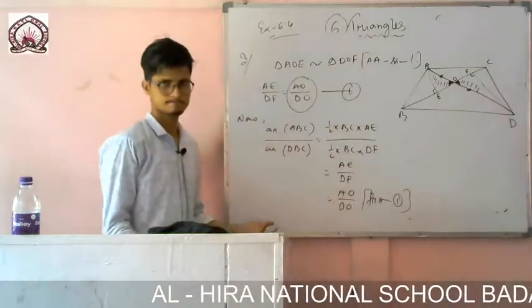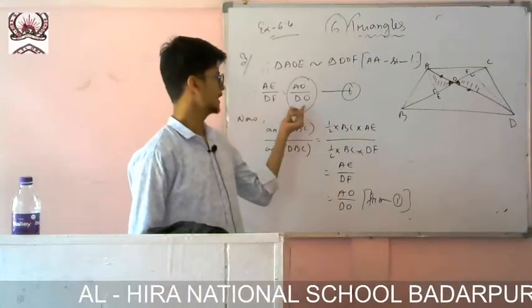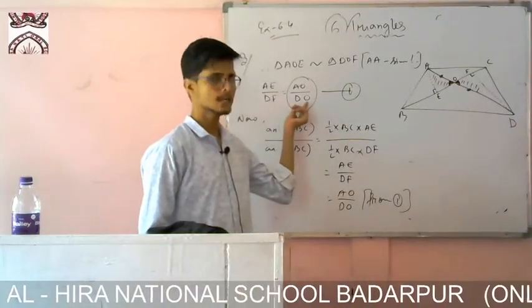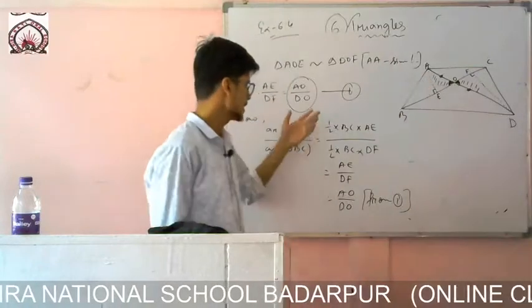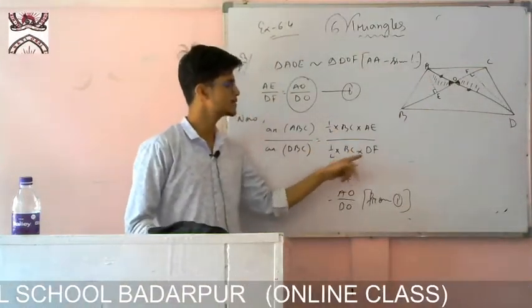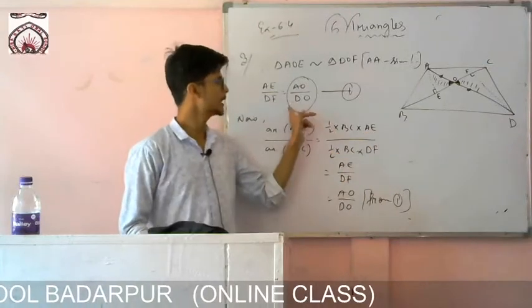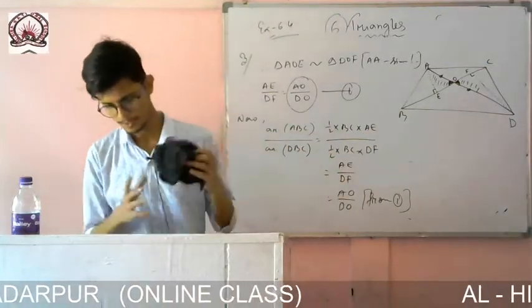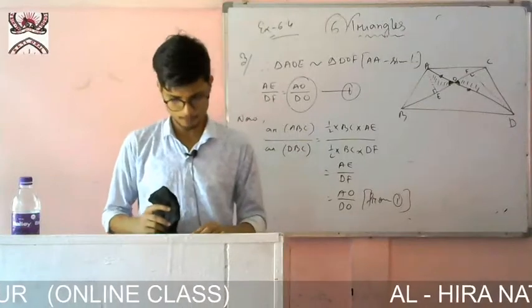Is it tough? Finished. I need this one. So first of all, I have related this one with this side, and after that I just go for finding the area. If half cancels and BC cancels, AE by DF is left, and AE by DF means AO by DO. Finished. Now let us move to question number 4.